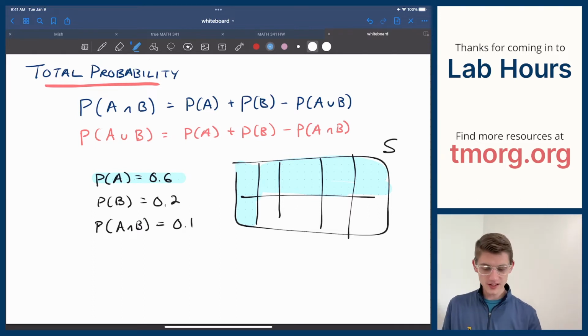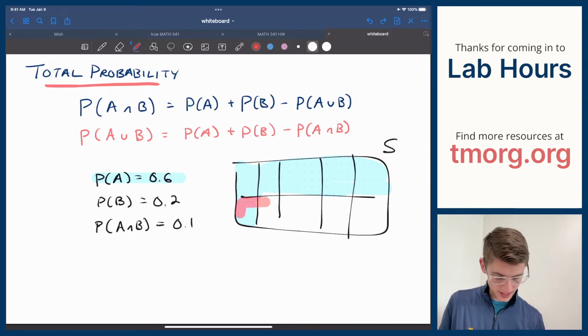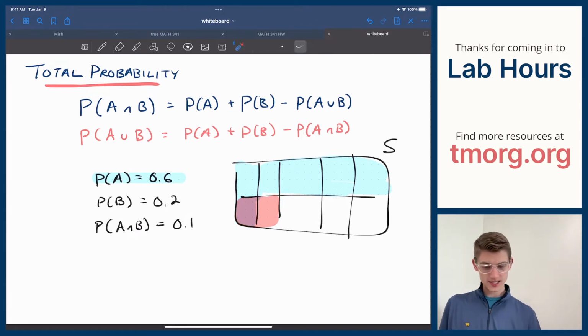And then the probability of B is 0.2, which means 20%, but we also know that the probability of A intersect B is 0.1. So one of these boxes is both A and B, and 2 of these boxes are B, and 6 of these boxes are A, so I could draw that like this. Again, assuming that these boxes are equal. This fulfills the criteria, of course.